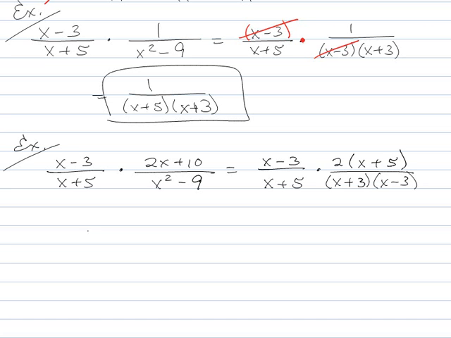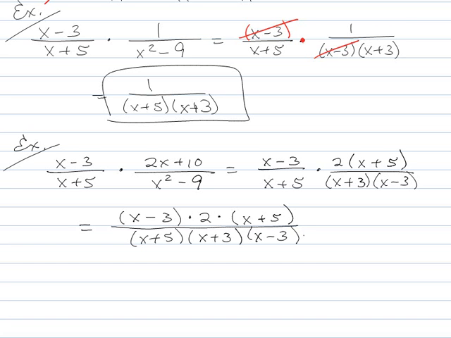Now, if it helps you to go ahead and write out the full multiplication, you can. If you want to write it all in the same expression, you can say it's x minus 3 times 2 times x plus 5 all over x plus 5 times x plus 3, x minus 3. And if that helps you see what we're doing a little bit better, that's great. If you don't want to take that step, you don't have to. You can say, okay, the x plus 5's are on the top and the bottom. And since everything's being multiplied, I have an x minus 3 on the top and the bottom.